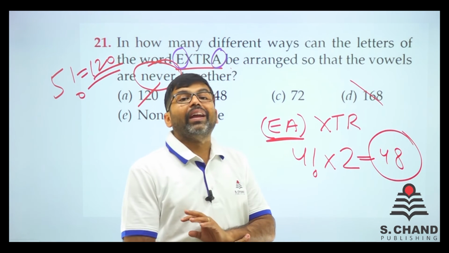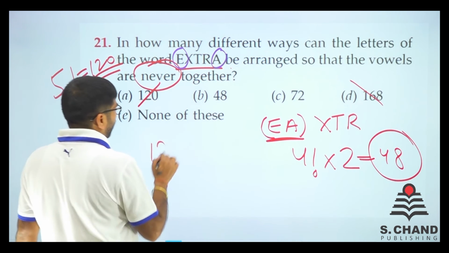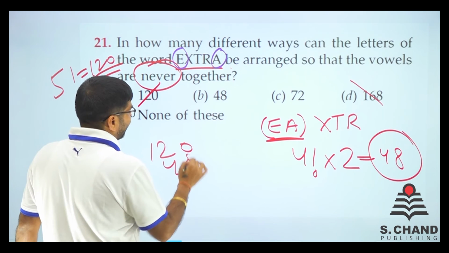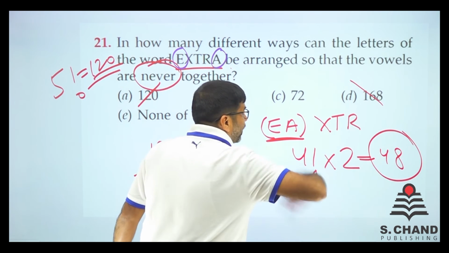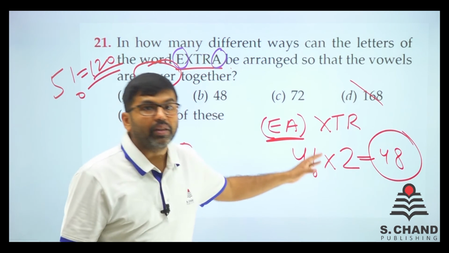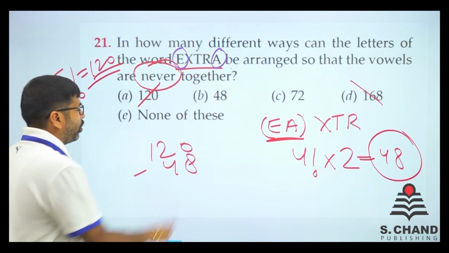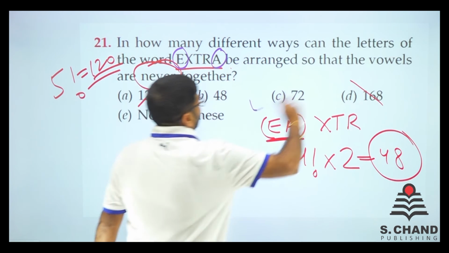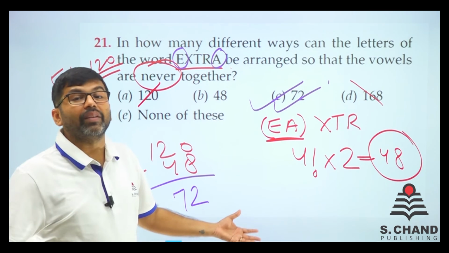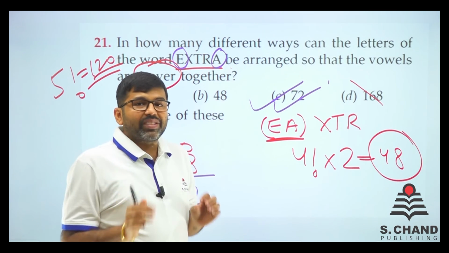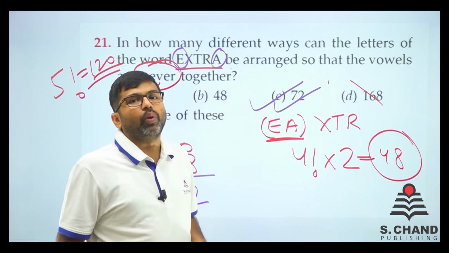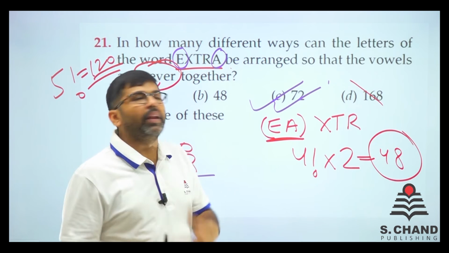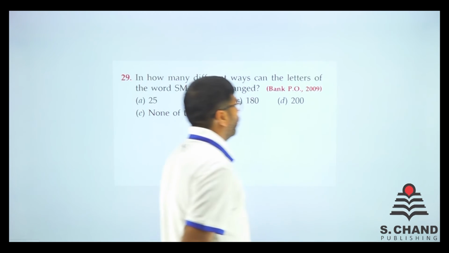You want them never together, so do one thing: 120 minus these arrangements. These are the arrangements when they are together, so the rest are the arrangements when they are not together. So 120 minus 48 is 72. Here we go, we got the answer. That is it. Very simple way. You just need to understand what exactly the question is saying and apply a simple method. We move on to the next question.